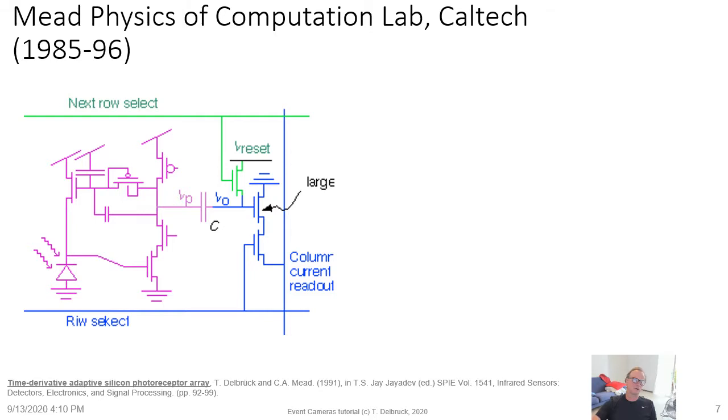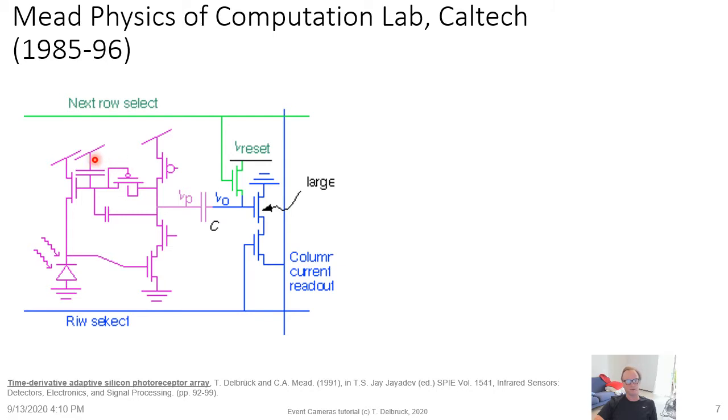In context here, I'll show you one example of a chip that I worked on over the period 1985 to 96. I think it's about 1991. It's the so-called time derivative adaptive silicon photoreceptor array that was published in an SPIE meeting around that time. Let's look at the pixel here.